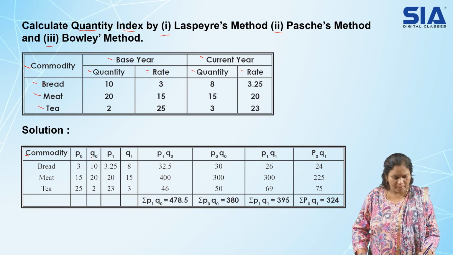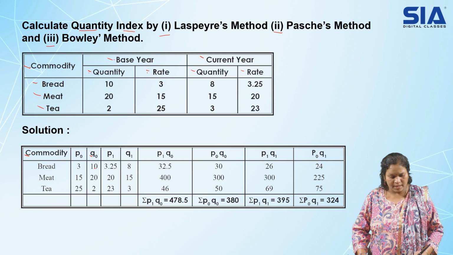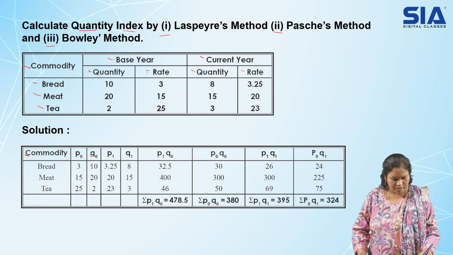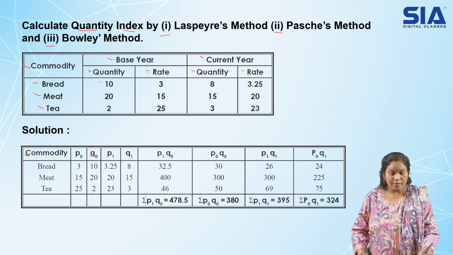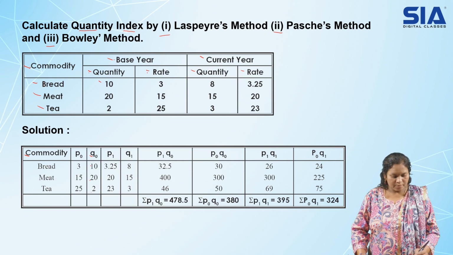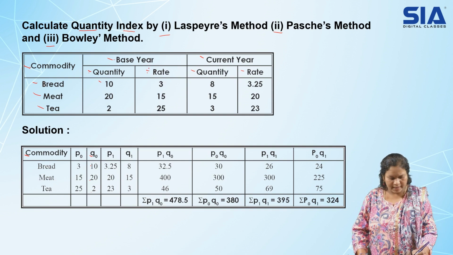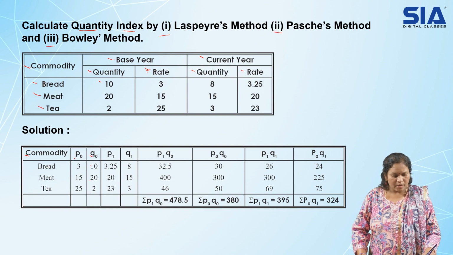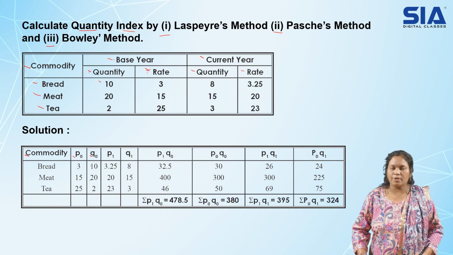So quantity becomes your Q naught. So base here Q naught, I wrote the values here, 10, 22. So from this first column I have taken here as a second column. Then the P naught column is the rate itself, so 3, 15, 25. So that becomes your P naught. So first two columns you have obtained.